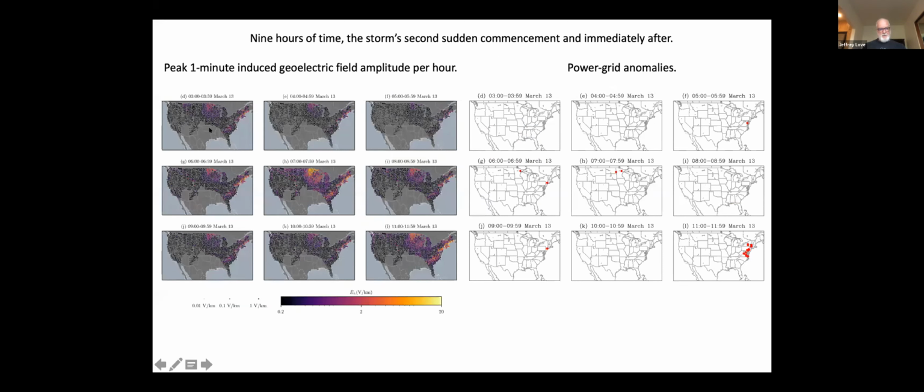So there's 9 hours of time here, and these 9 hours of time are actually centered on the sudden commencement that was responsible for causing the Quebec power outage. This is not the period of time that's most interesting for CONUS, but I just want to illustrate what's going on in CONUS during this period of time. It's during this hour 7 to hour 8 of March 13, when we had the blackout in Quebec, and showing here the amplitude of our estimated electric fields.